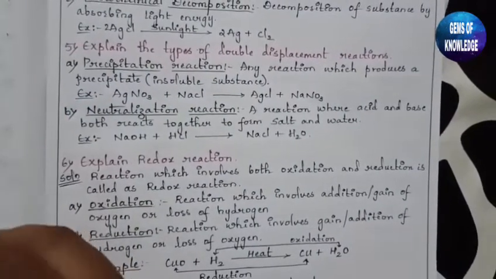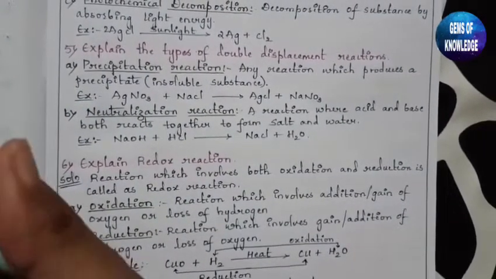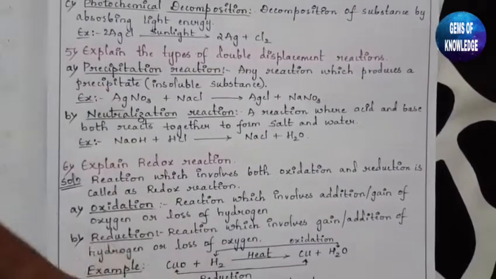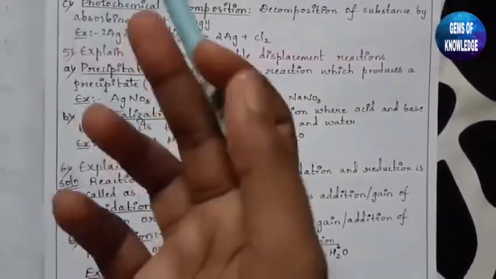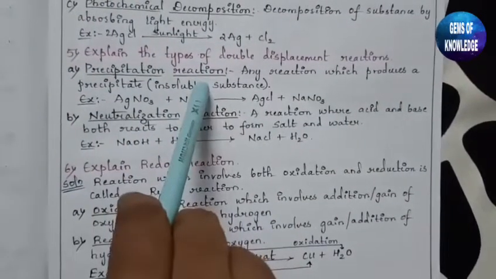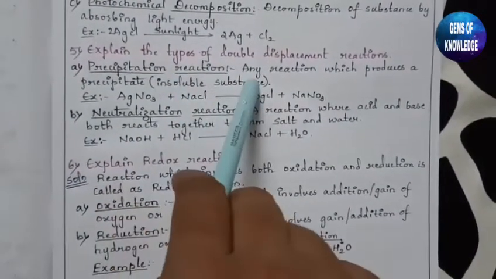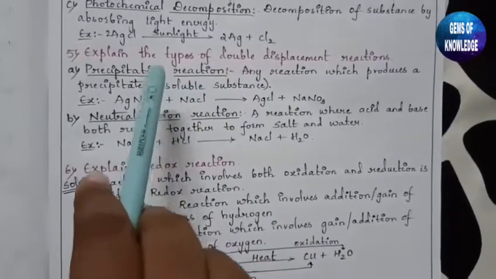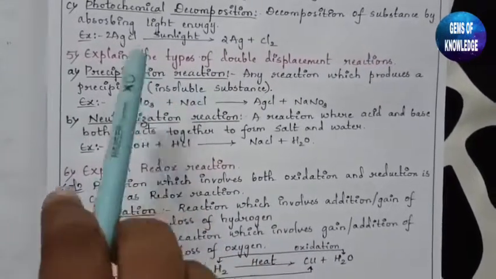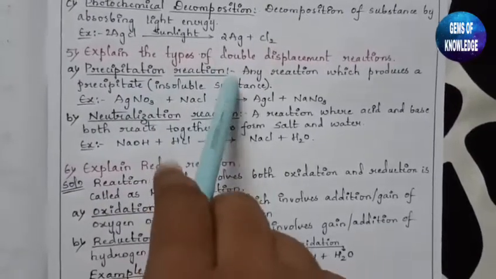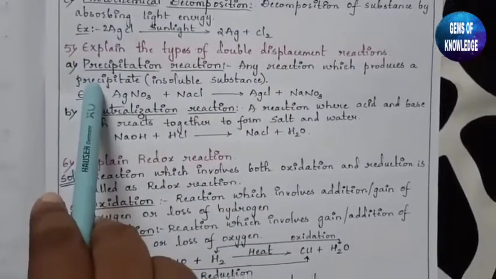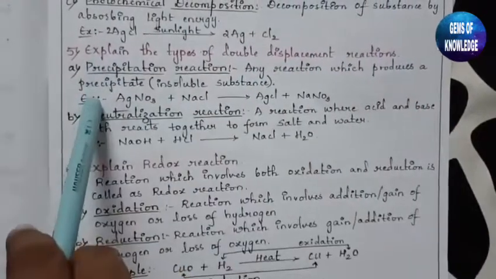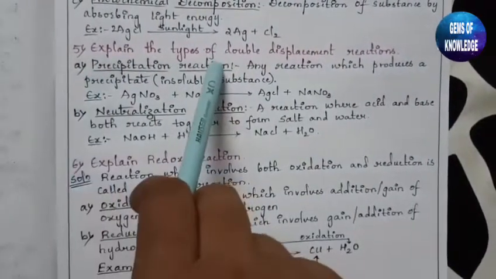Whenever you mix two substances, you get a milky or thick substance from which you are unable to see the other thing, the outside thing. That particular thing is called insoluble substance. The substances which are not completely soluble in water are called insoluble substances. In short, it is called a precipitate. So any reaction which gives you a precipitate is called a precipitation reaction.